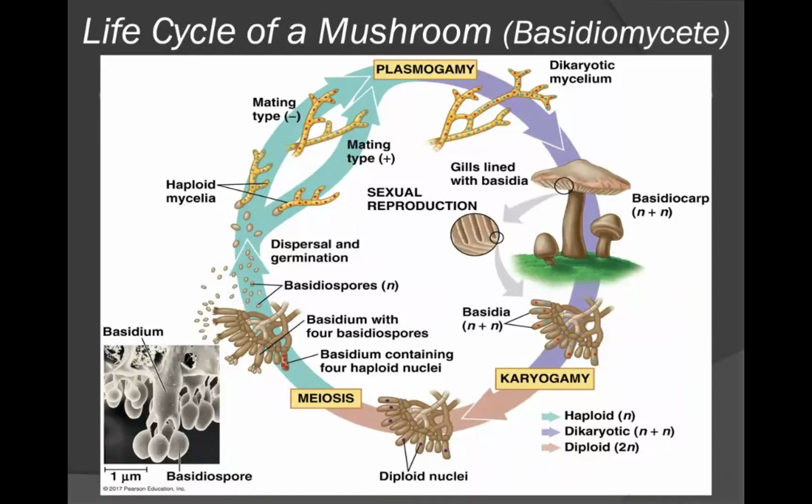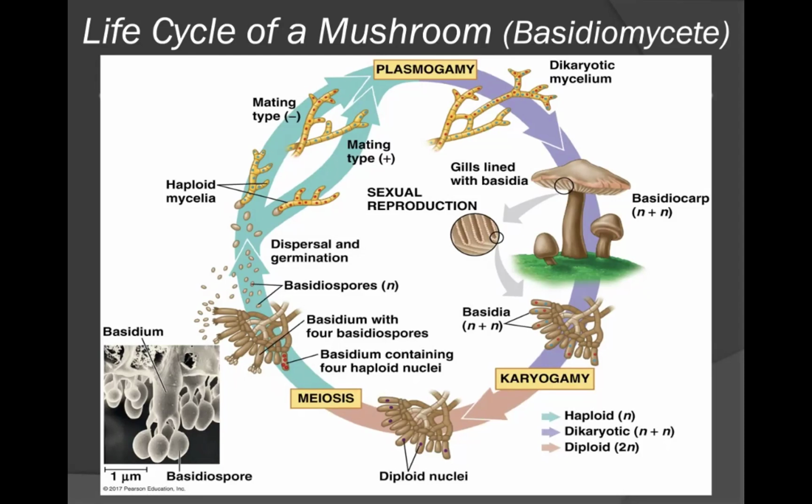This diagram represents the typical life cycle of a mushroom. Within the mushroom, there are specialized mycelia that will undergo reproduction. In sexual reproduction, 2 different mating types may be produced, positive and negative. If different mating types encounter each other, they may undergo plasmogamy to form a dikaryotic mycelium. This could then lead to the formation of a basidiocarp, as seen in the diagram.